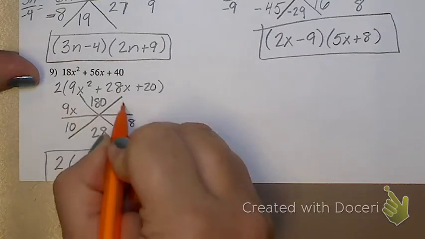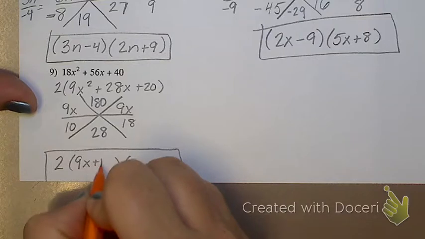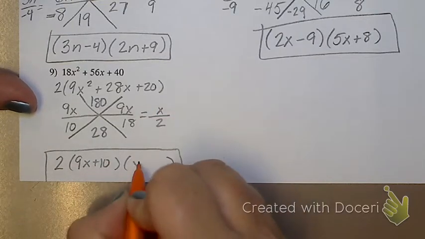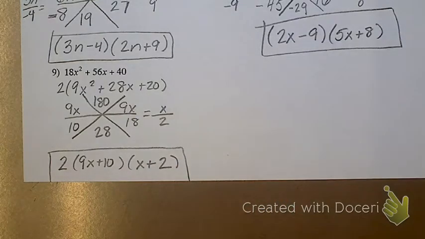9x and 9x. 9x over 10 is not going to change. 9x over 18 becomes x over 2. And that's what my answer should look like.